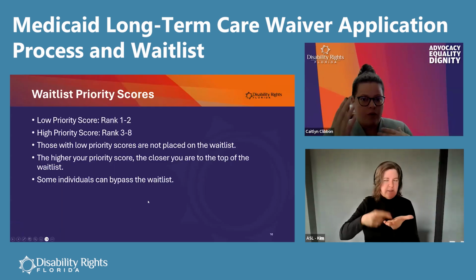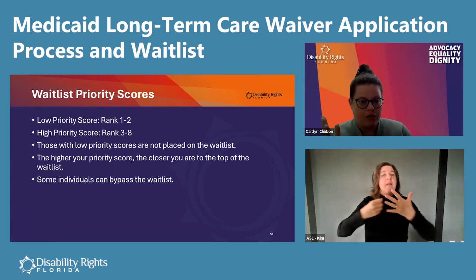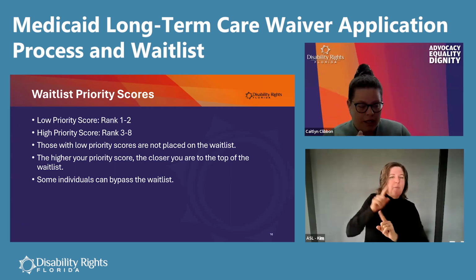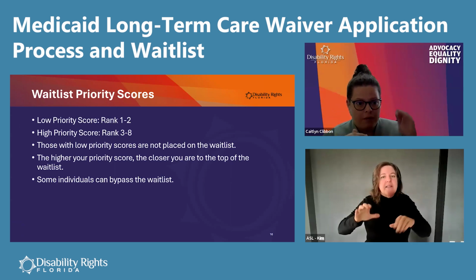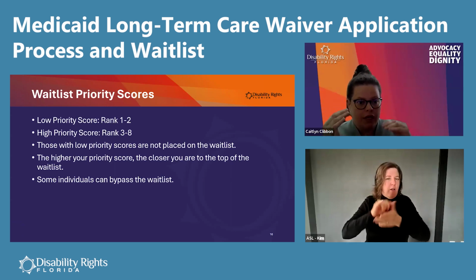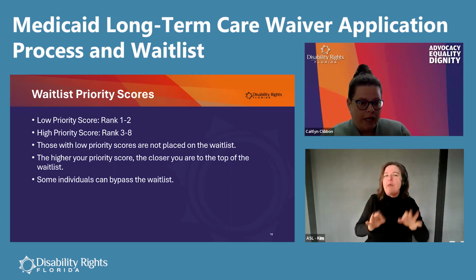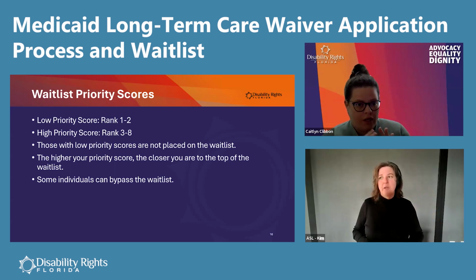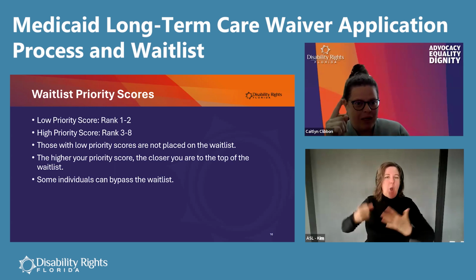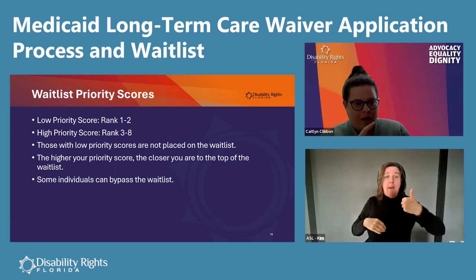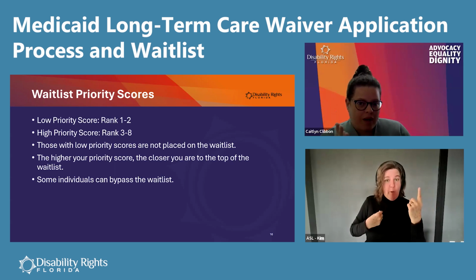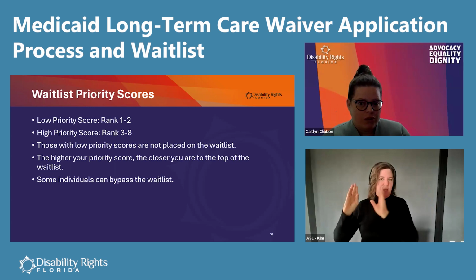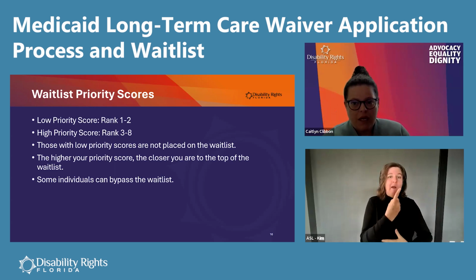So I mentioned earlier the ranking, the priority score that they give you through the screening. All your answers to those questions about your medications, your activities of daily living, are going to help them decide what level of need you have. The rankings go from 1 to 8, and ranks 1 and 2 are considered low priority. So this is kind of a reverse list. Being number 1 is not good. You are low priority if you are number 1. The higher priority scores are ranks 3 through 8. If you are placed in rank 1 or 2, you do not go onto the wait list.